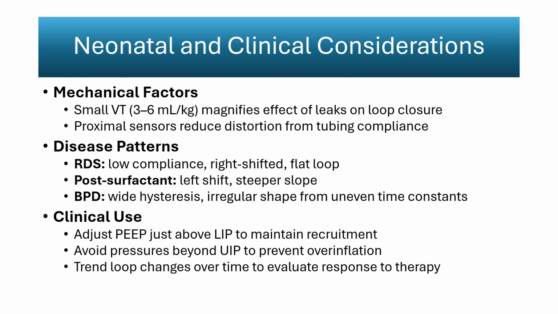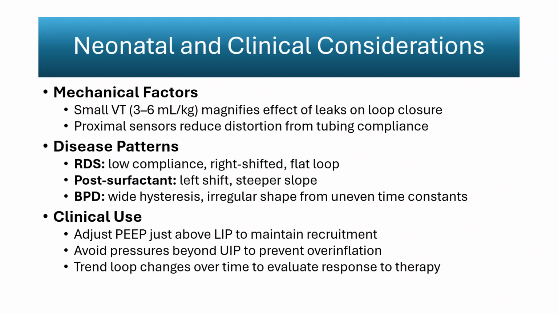Sensor location also plays a major role. When sensors are placed proximally near the airway, they capture the true volume entering and leaving the infant. This reduces distortion caused by circuit compliance, where part of the delivered volume is temporarily stored in the tubing rather than reaching the patient. Proximal sensors therefore generate more accurate and stable loop shapes, especially when volumes are very small.